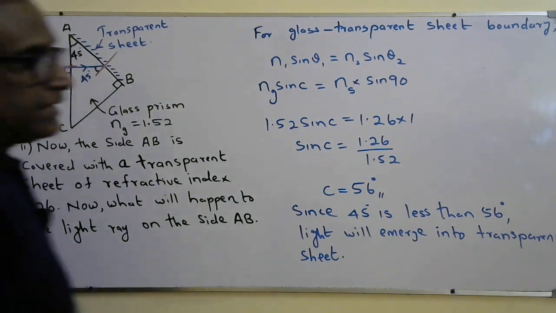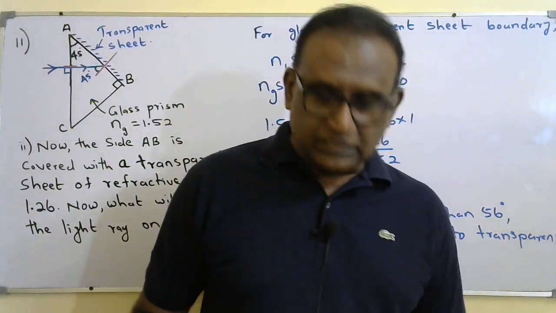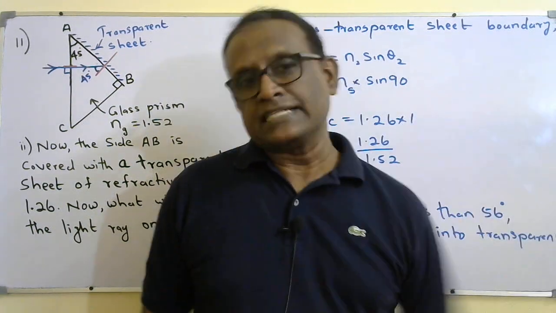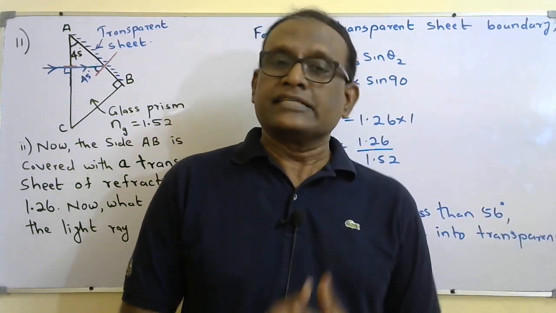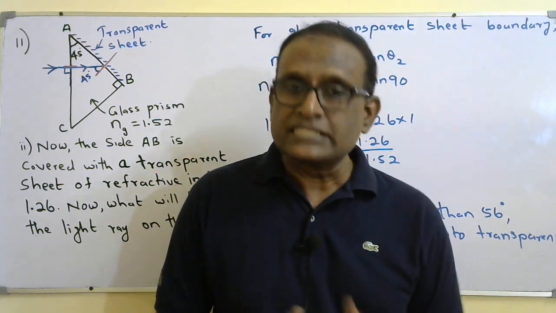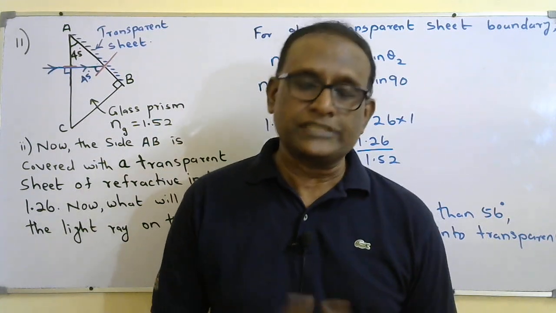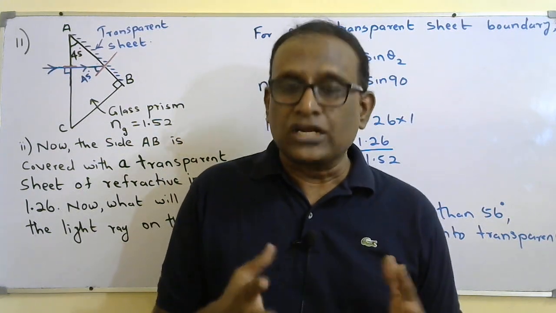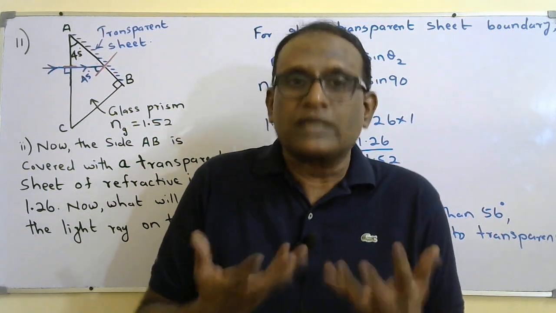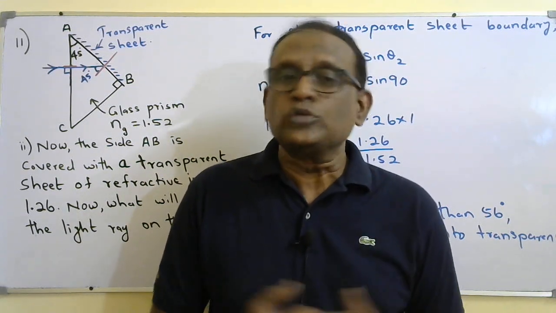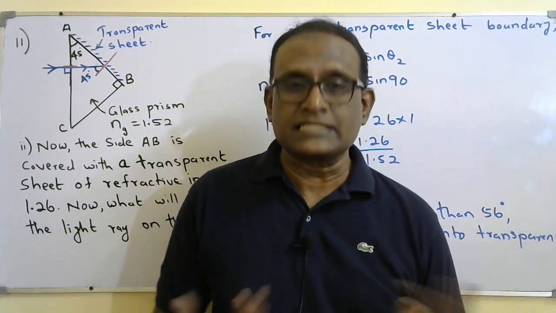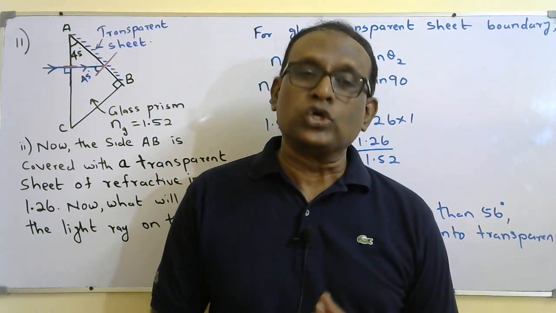So whenever there's a question, the same thing they can ask: light is moving from water to air, and the angle of incidence they can give. What will happen to this light ray? Whenever the light moves from an optically denser medium to a less dense medium, they might give the angle of incidence and ask what will happen to this light ray. What do you mean by that? There are two possibilities. One, the light can emerge into the second medium, which is optically less dense, or there could be total internal reflection.